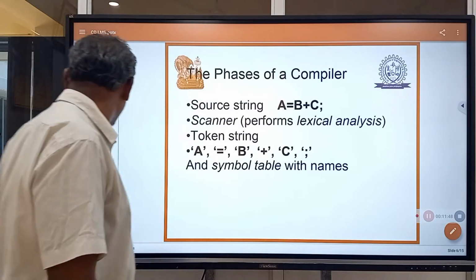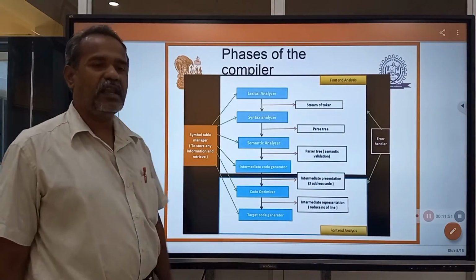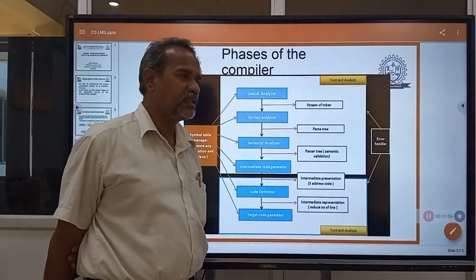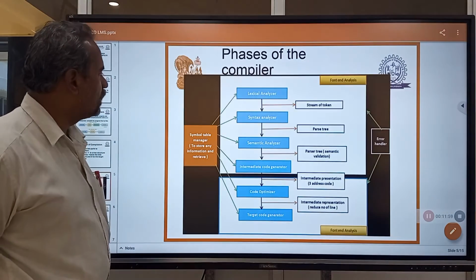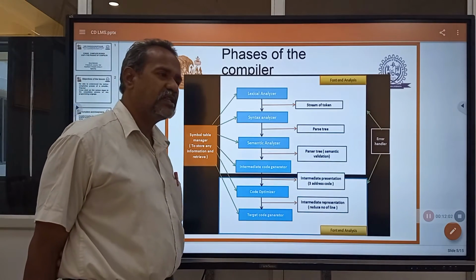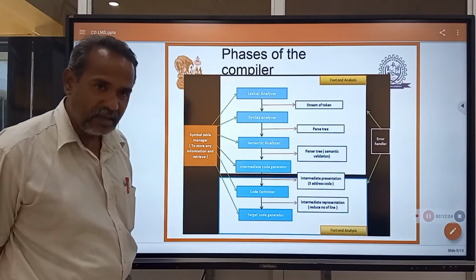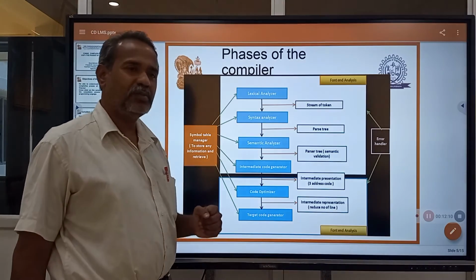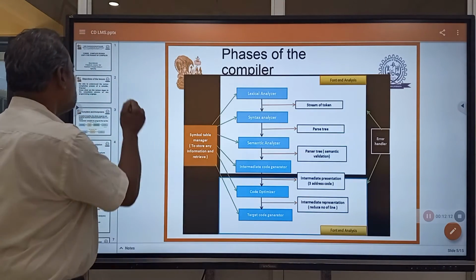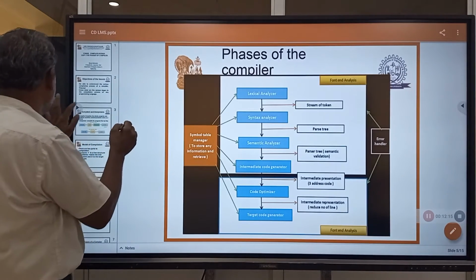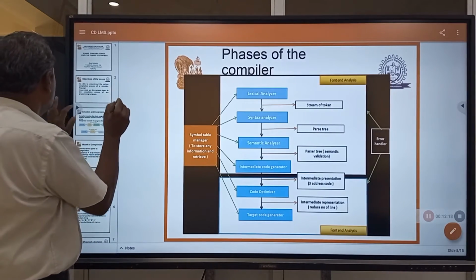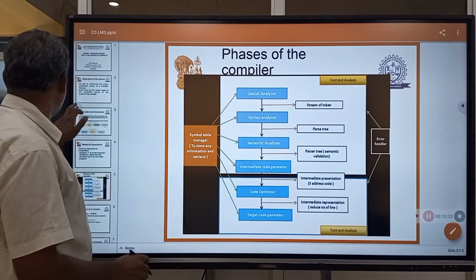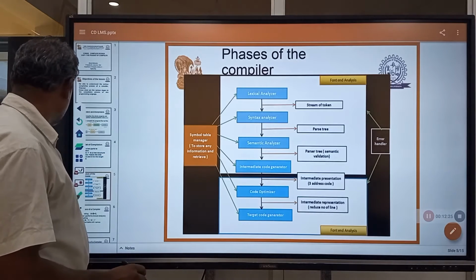What are the phases of the compiler? We know it very well: lexical analyzer followed by syntax analyzer. When the lexical analyzer takes the expression A equal to B plus C and passes it to the syntax analyzer in the form of tokens, the syntax analyzer will form a tree. How will the tree be formed? See here, A equal to B plus C. Quite simple.